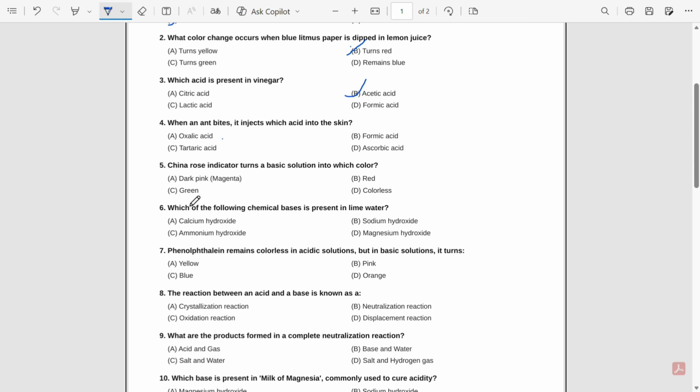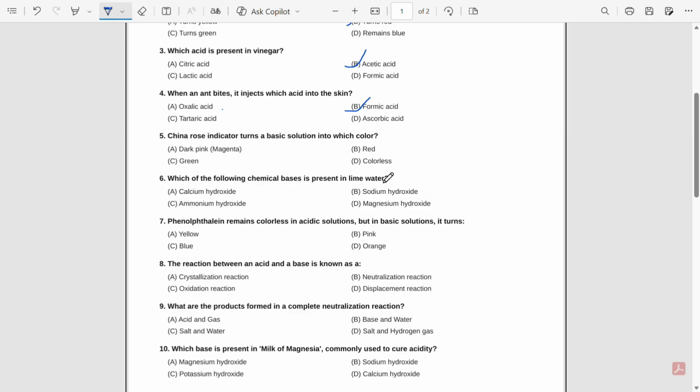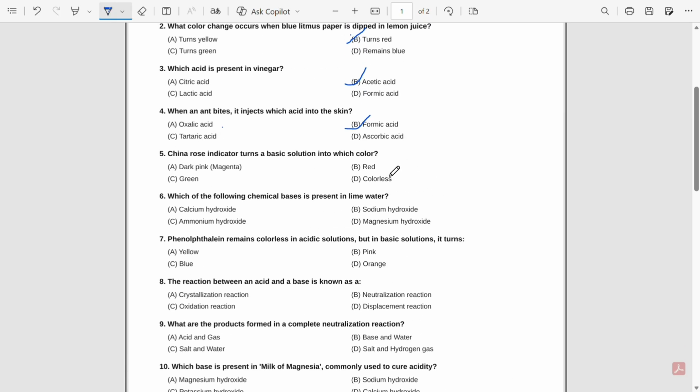When an ant bites, it injects which acid into the skin? Ant bites, already we have discussed. Yes, an ant bite gives formic acid. It injects formic acid, which has the formula HCOOH. Formic acid has the formula HCOOH. Just remember.